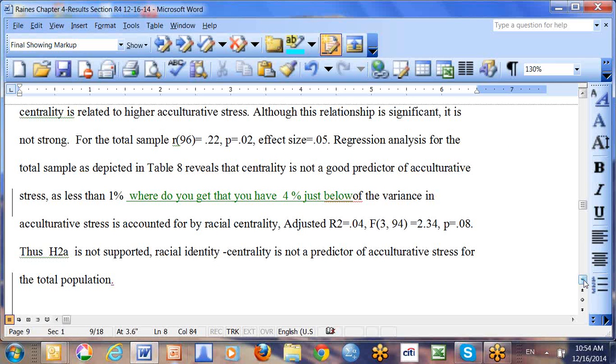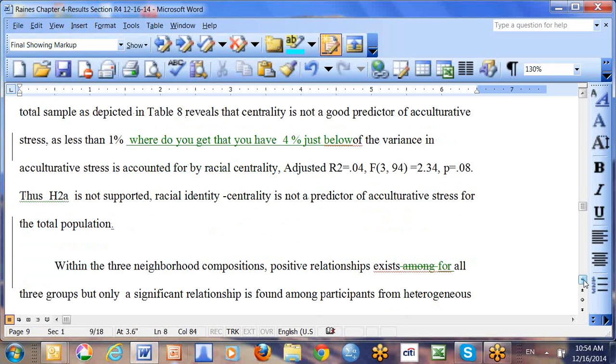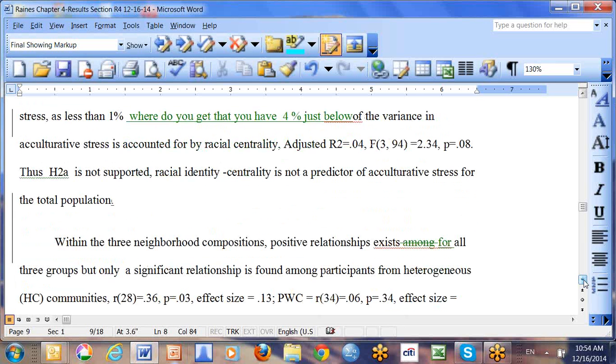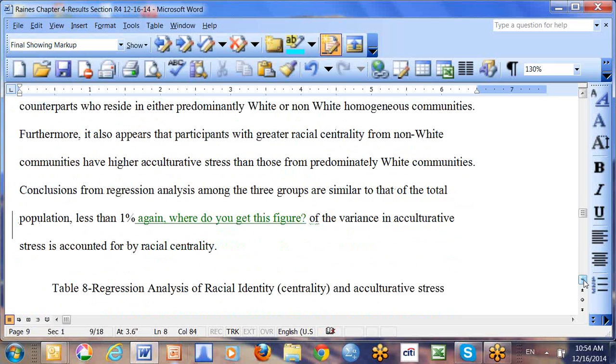It's about 4%. Okay. So you said less than 1%. Not correct. That's not correct. Okay, that was a mistake. Fix that. And here's another little editing thing. That's correct. I was looking at something else.